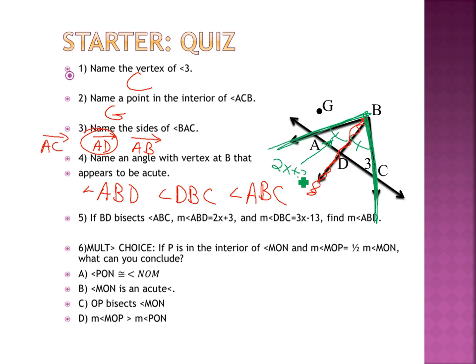Read this one to me. Measure of angle DBC, that's this angle right here. And it's 3x minus 13. And they want us to find the measure of angle ABD.